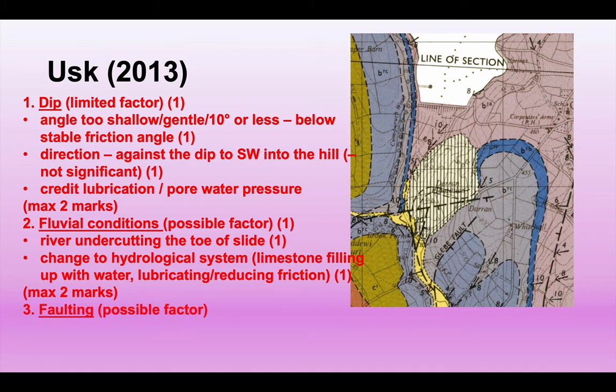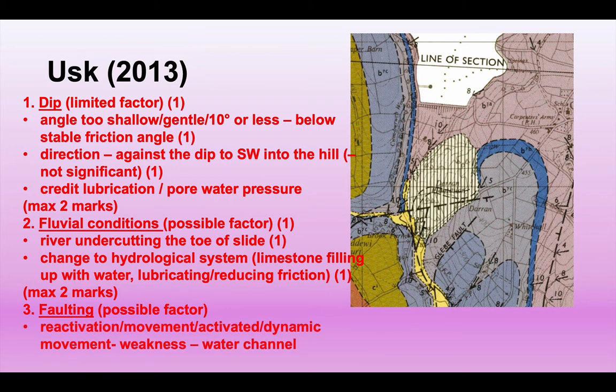The third one we had to consider was faulting. This again is a possible factor. There are clearly faults in the area of this landslide. Movement on those faults, some reactivation, some type of dynamic movement, can act as a trigger for already weak rock. There can also, of course, be pathways for water. So there's quite a lot of different factors there we can analyse, but nothing there is particularly new to us.